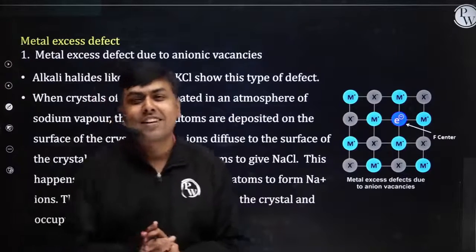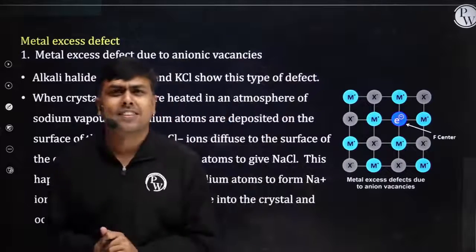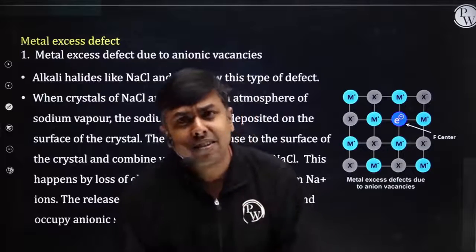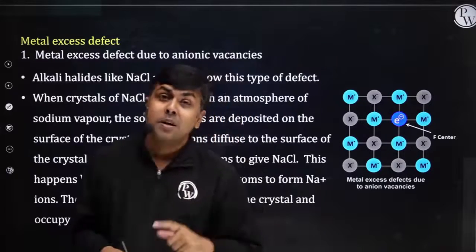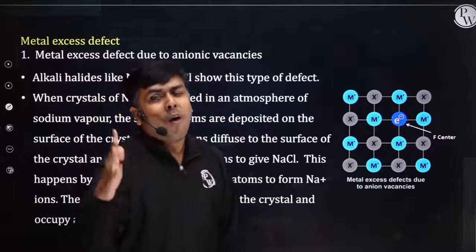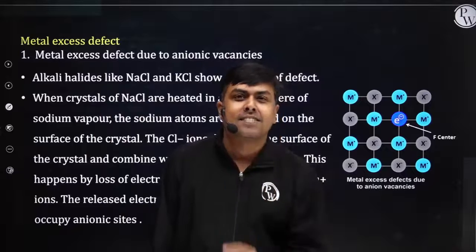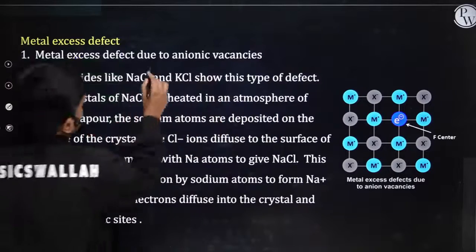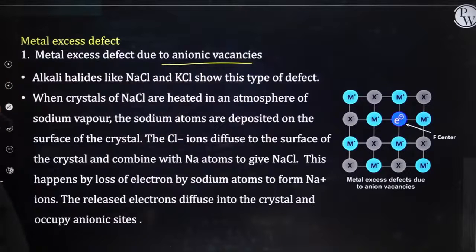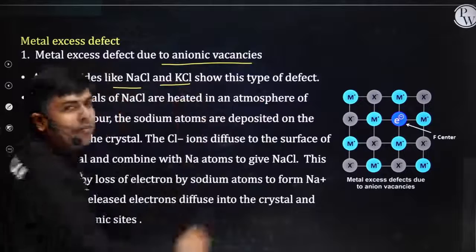Now let's discuss the first type of non-stoichiometric defect, and it's metal excess defect. Now this metal excess defect can be formed in two ways, either by anionic vacancy or by the addition of extra cations. Let's discuss the first case, metal excess due to anionic vacancies. Basically, students, it's mainly observed in NaCl and KCl type of structures.